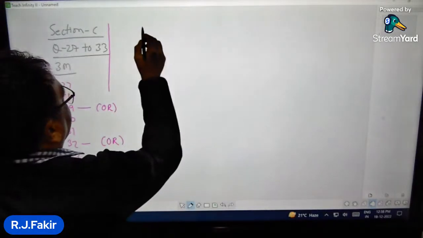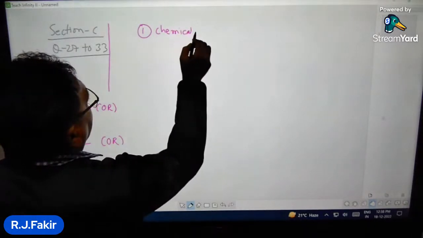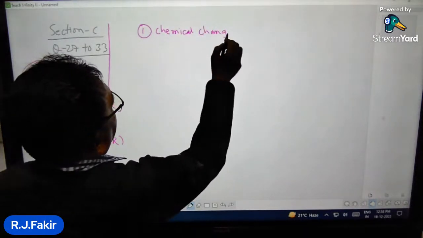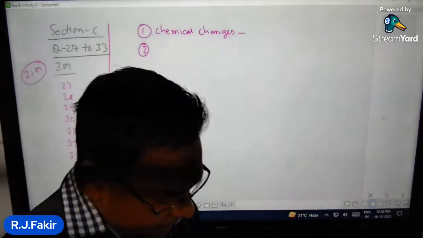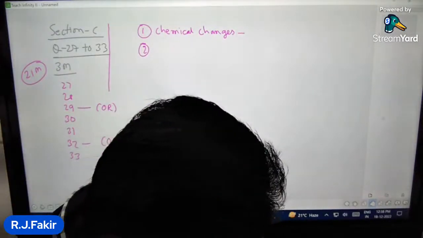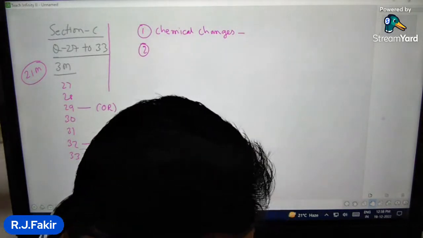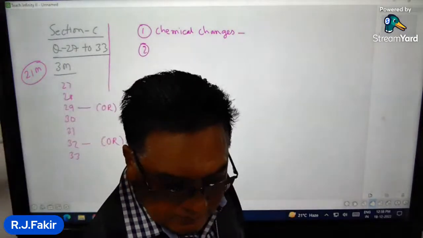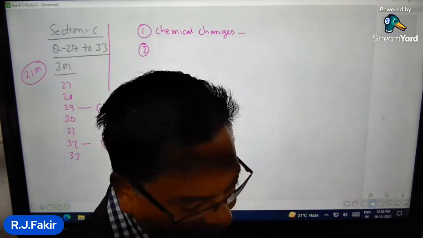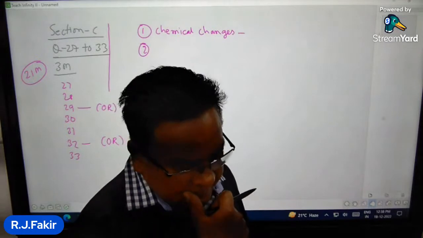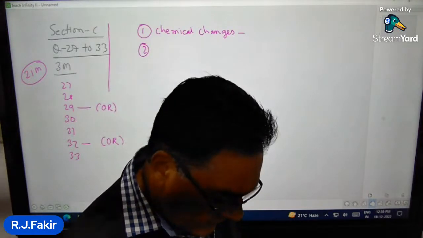The number one topic is again the chemical changes or the chemical reactions. Like the simple ones, if you heat copper powder in a china dish, what will happen? The reddish brown surface of copper becomes black, like this. They will give you some example and some questions will be asked. This is one type.